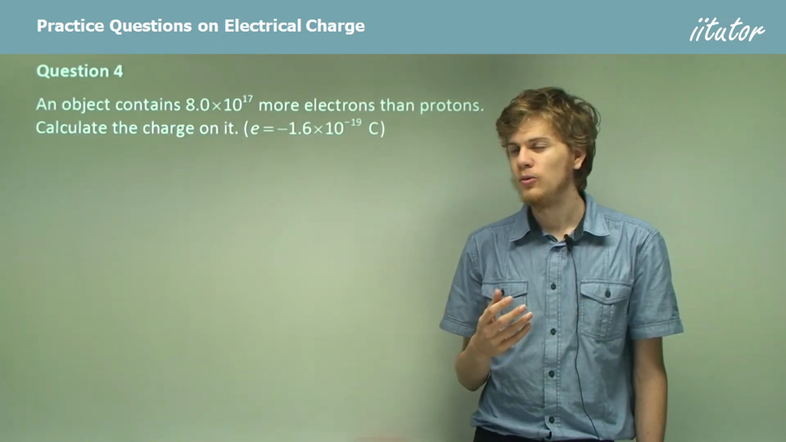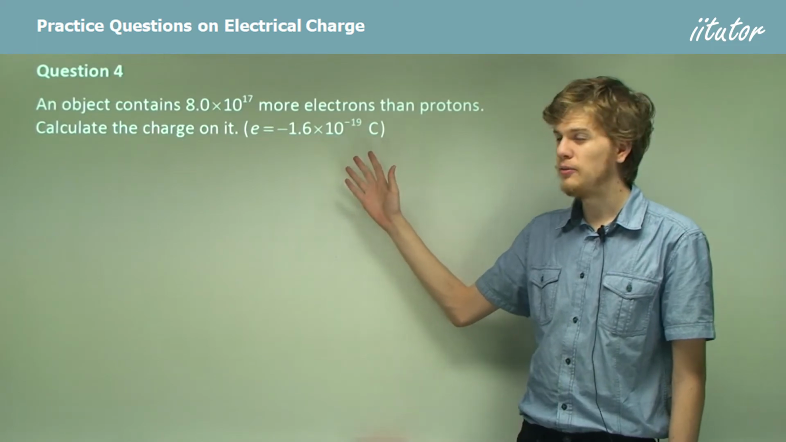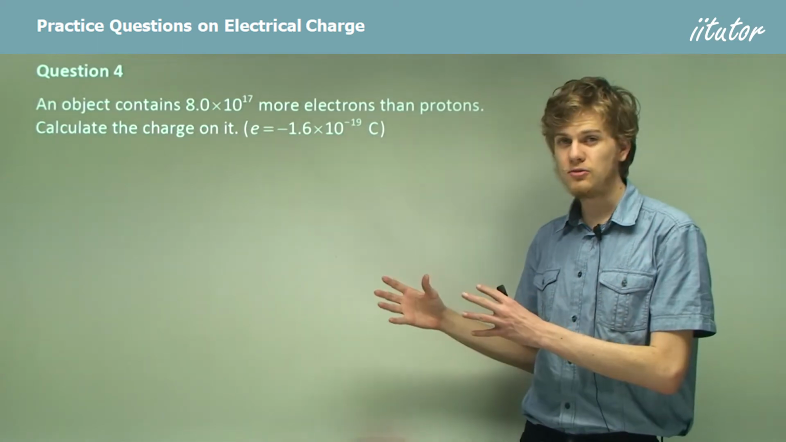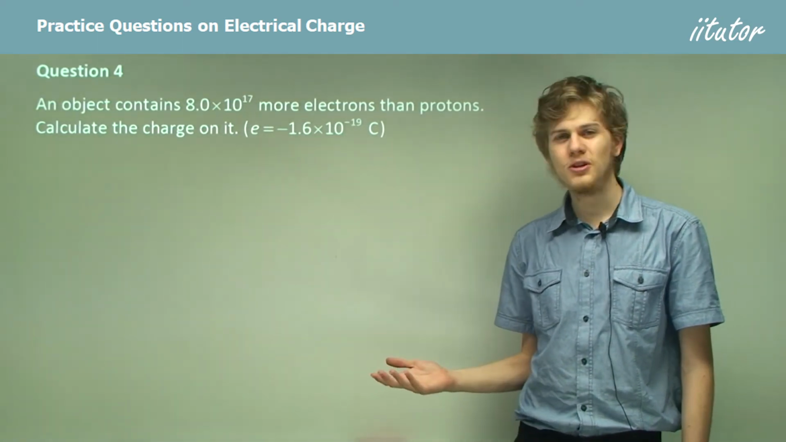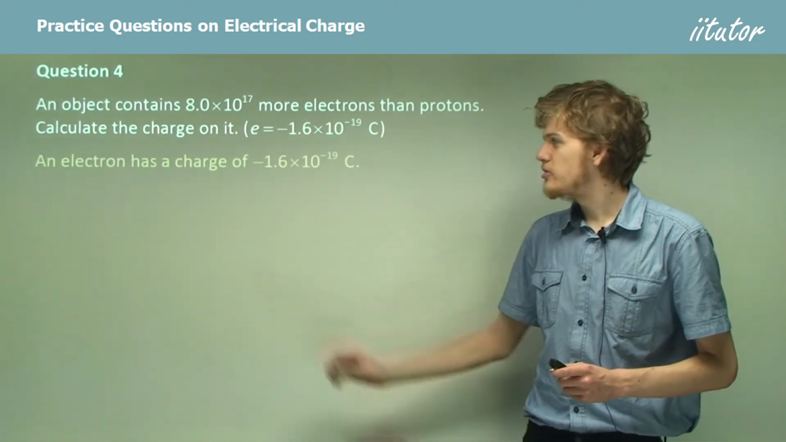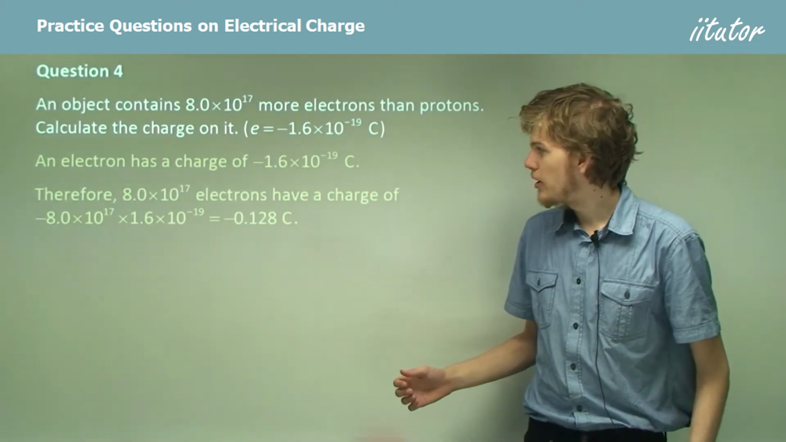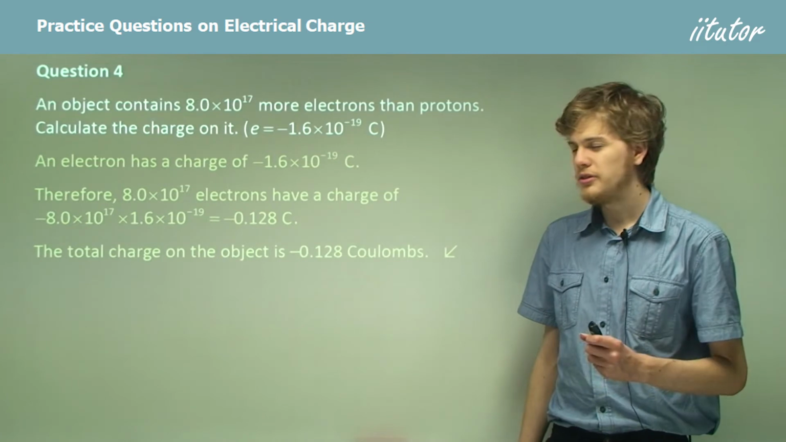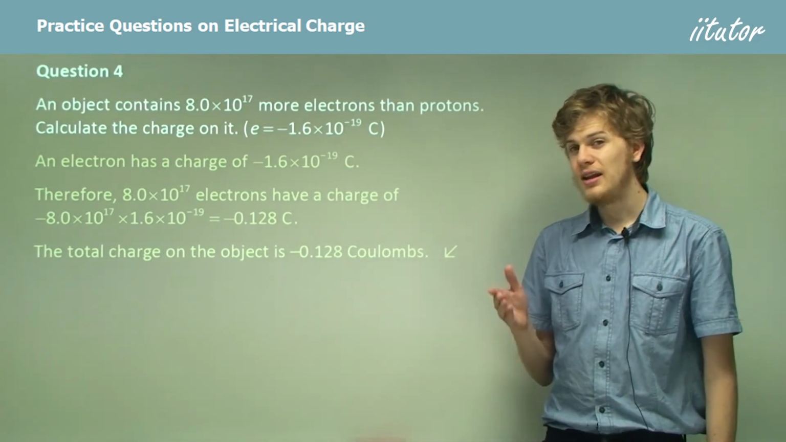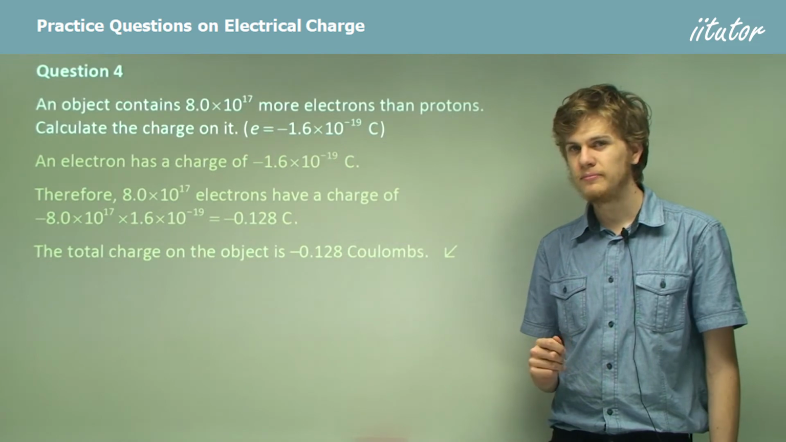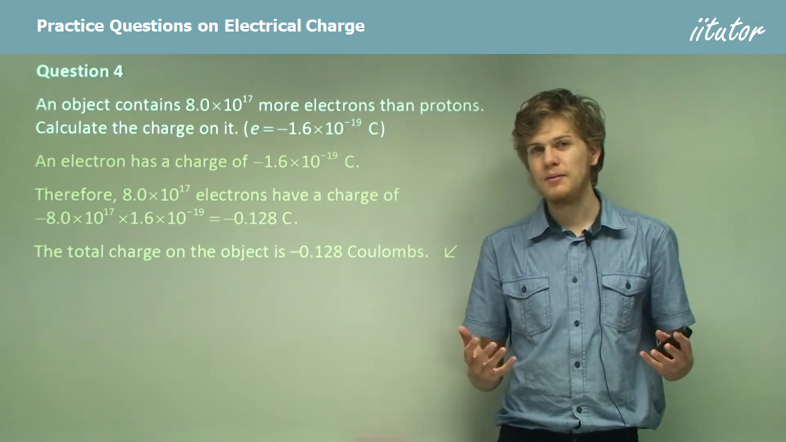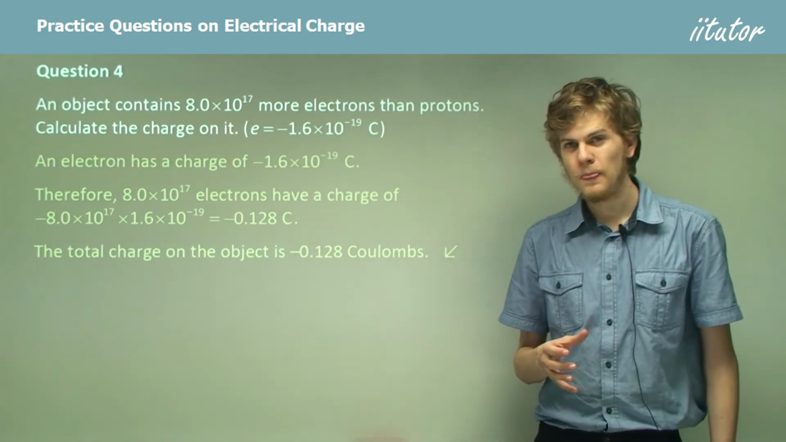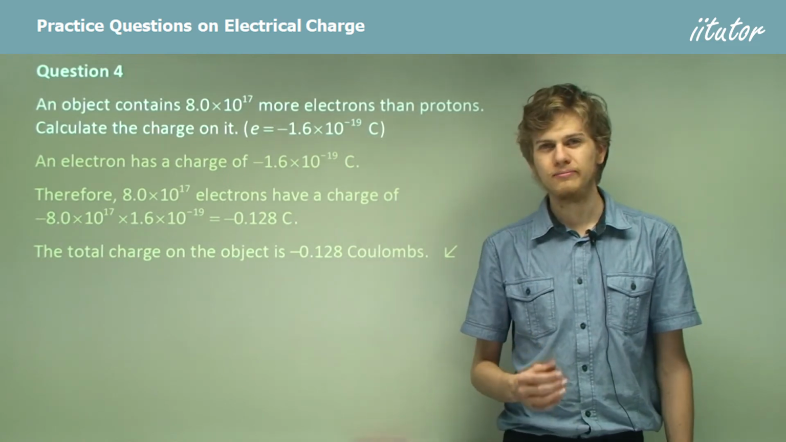How do we do that? Well, we have this charge per electron and this many electrons. So we can multiply charge per electron by electrons to cancel out electrons and leave us with charge. So an electron has a charge of this number. We multiply them together and we end up with minus 0.128 coulombs. So our answer is the total charge on the object is negative 0.128 coulombs. You might remember that with things like length and time, we often have to turn things into positive numbers. Not so for electric charge. Electric charge can be positive or negative.